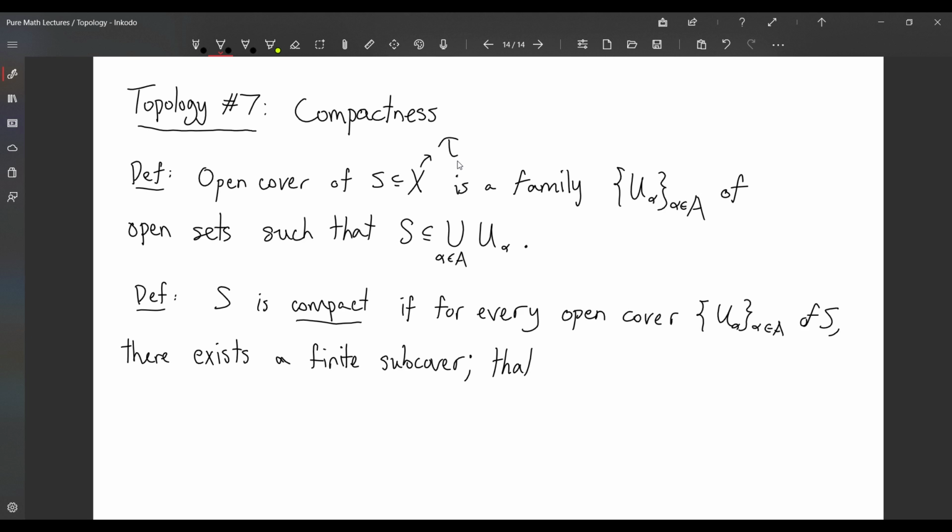and that is a finite collection of open sets which belongs to this family and which still covers all of S, right? So S is contained in the union of these finitely many open sets.